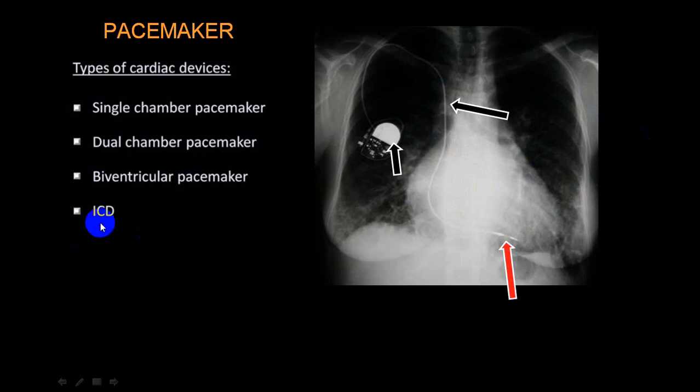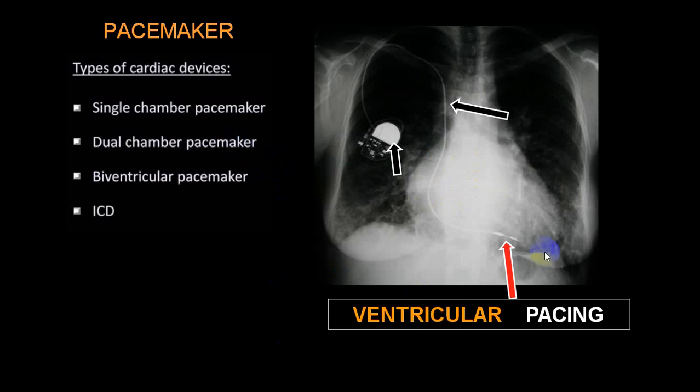Or if it serves the purpose of defibrillation, a cardioverter defibrillator, then there will be an X-ray before and afterwards, which will show you the different types of wire. So it can be single chamber, dual chamber, biventricular, or ICD. This is a ventricular pacing, pure ventricular pacing. For atrial pacing, the wire will be seen here.